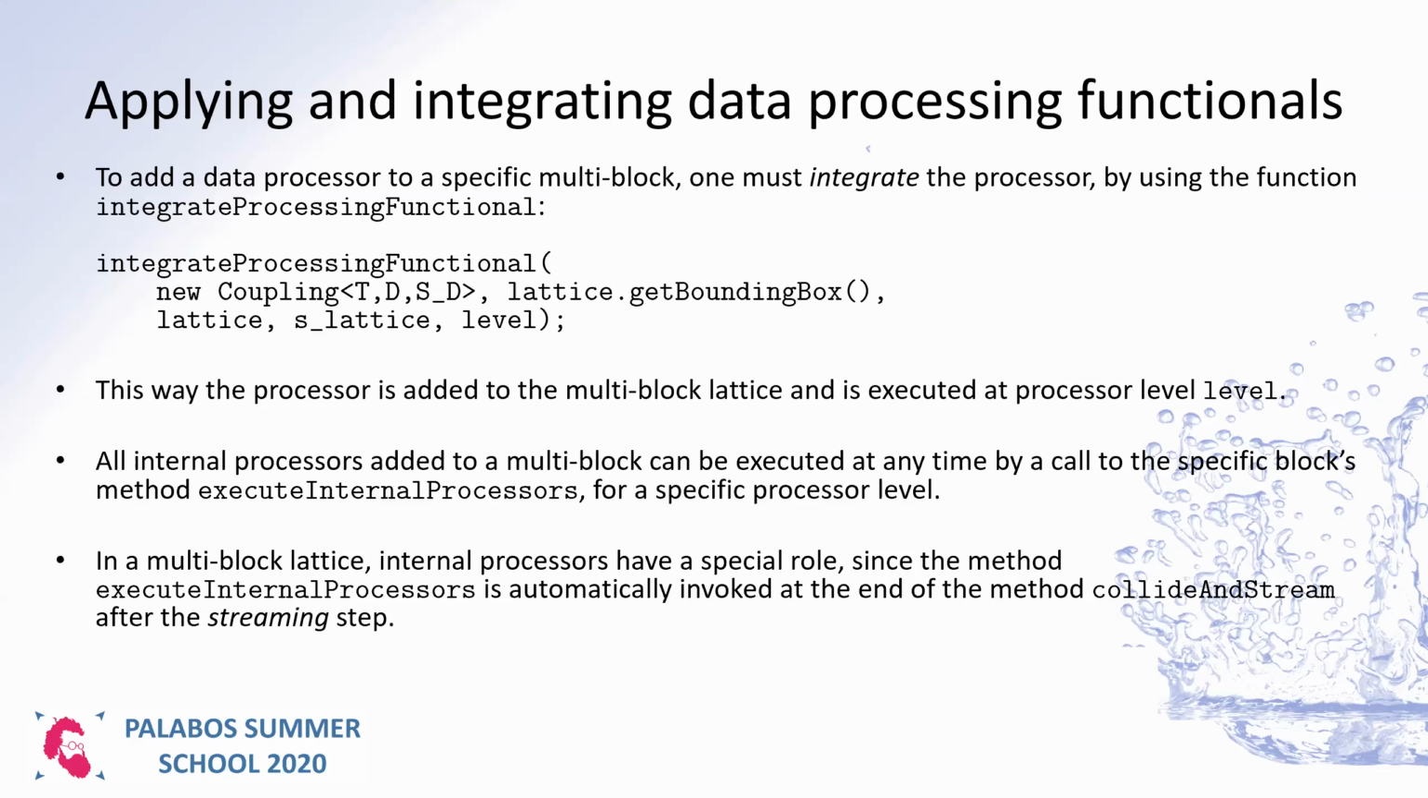Now, once you have attached a data processor to a multi-block through the function integrate processing functional, you can call it manually by calling the function execute internal processors on a multi-block, or you can have it executed automatically, which happens through the collide and stream cycles of a multi-block. This is what is happening in the exercise which we provide to you.